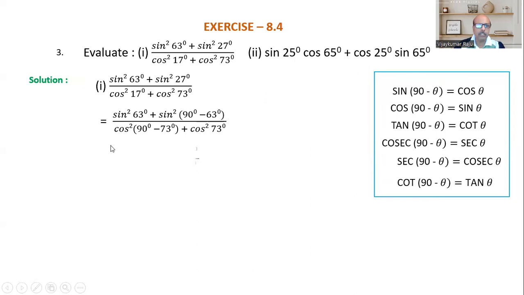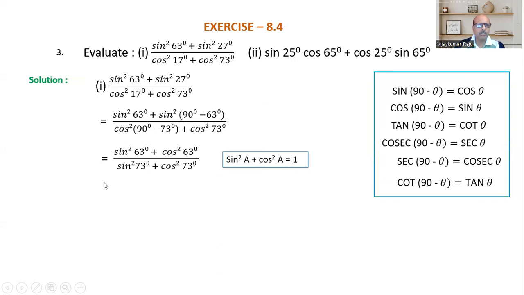So here what will happen? It becomes sine square 63 plus cos square 63 upon sine square 73 plus cos square 73. This is sine square theta plus cos square theta. So sine square theta plus cos square theta is 1. So numerator is 1. Here also the same 1. So it is 1 upon 1. It is 1. So the answer to the first bit is 1.